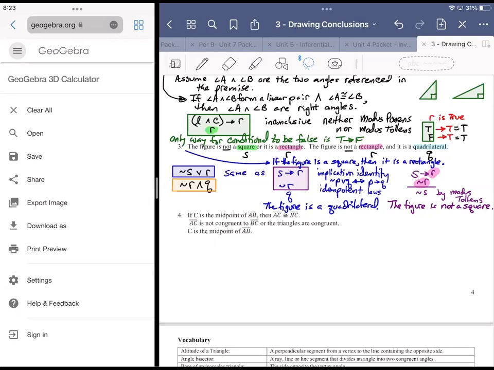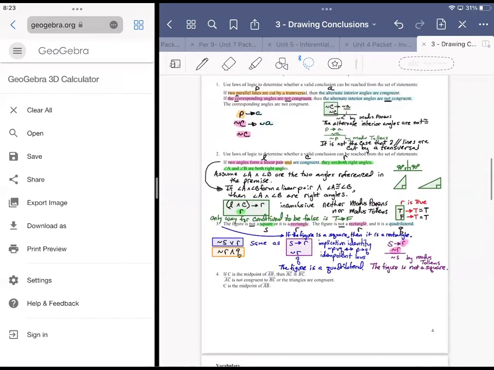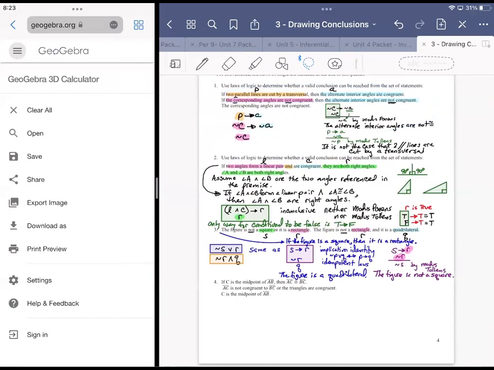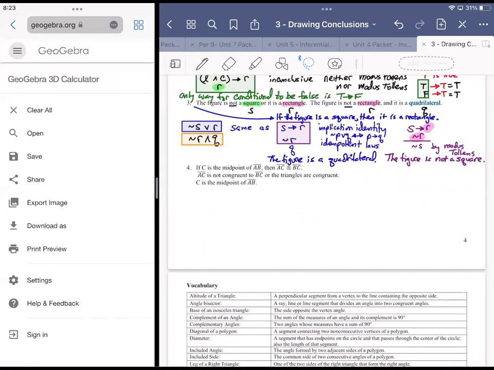So for number four, if C is the midpoint of AB, then AC is congruent to BC. You see the progression here that we started off very generally and we're getting more specific. Now we're getting really specific, all right? And then in the next part of the lesson, we'll get very, very specific. But this is building us up to that way of thinking. If C is the midpoint of AB, so this whole thing is a premise, then AC is congruent to BC.